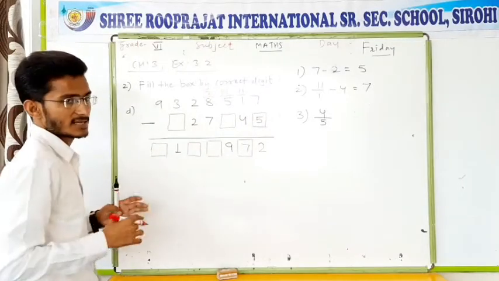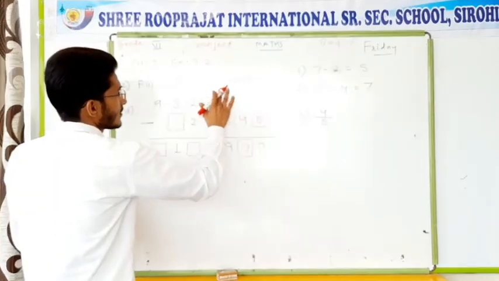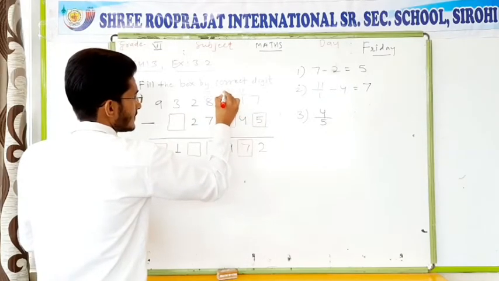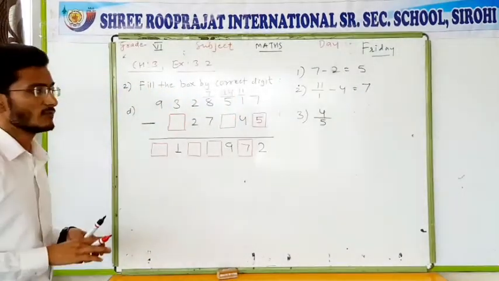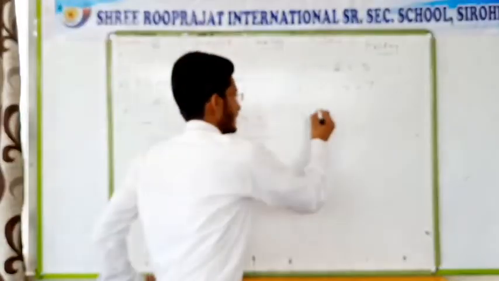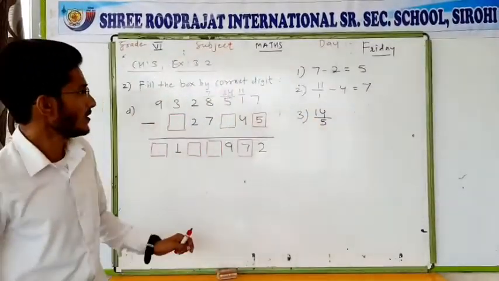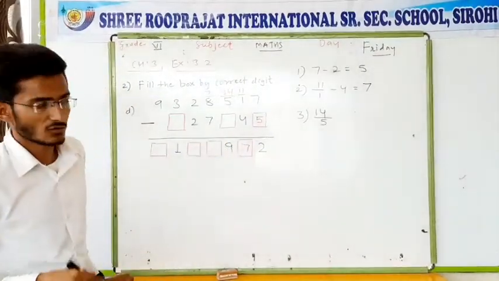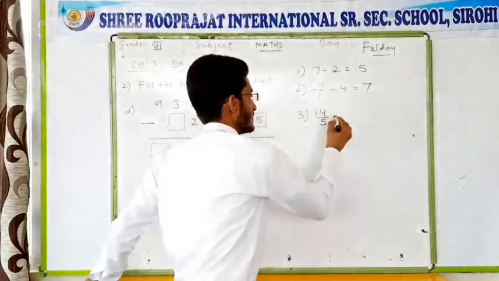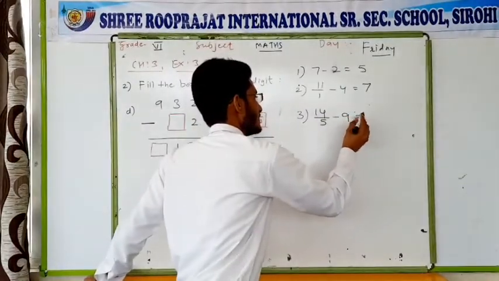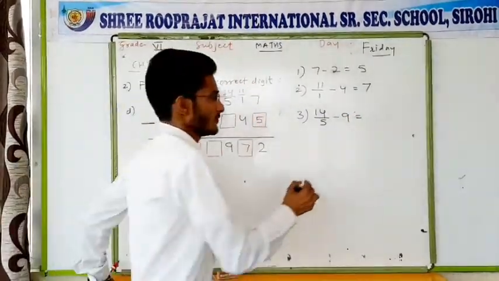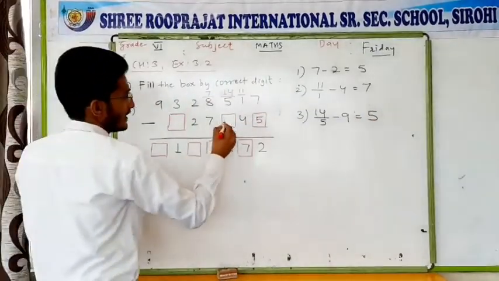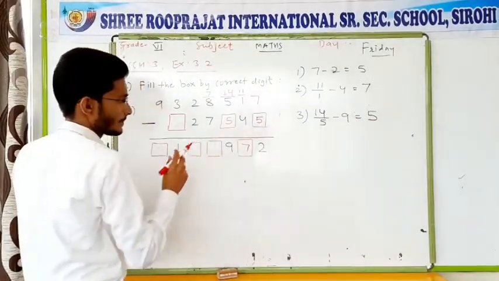I don't have a space, that's why I'm writing a 14 directly. First it will become 4, and then after taking a borrow, it will become 14. So now it is 14. Now 14 minus, you have to subtract something to get a 9. So directly we will subtract 9. If you subtract 9, 14 minus 9, what will you get? You will get a 5. That means here will be a 5.